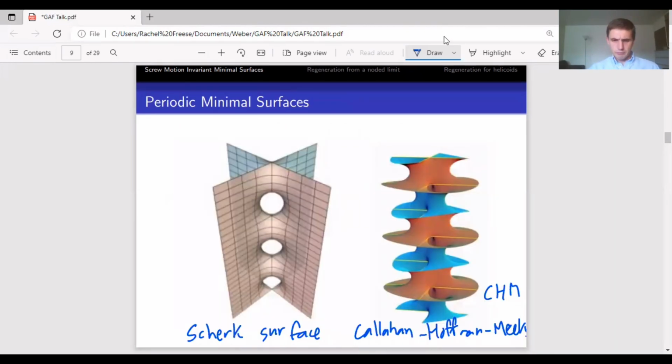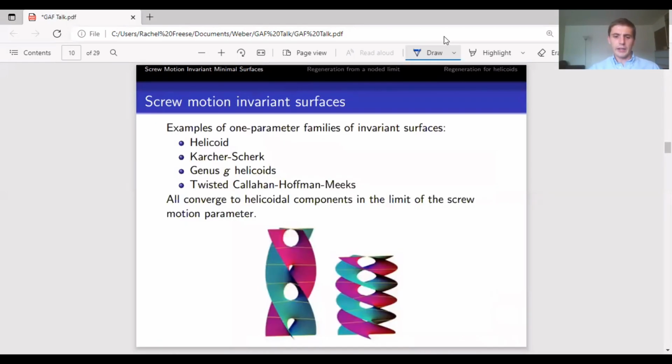So hopefully you can see the similarity between that and this one down here. This is just a twisted version. It was Hermann Karcher who showed that it could be twisted, so we call it a Karcher-Scherk surface.